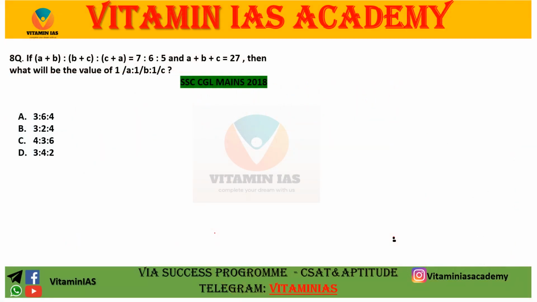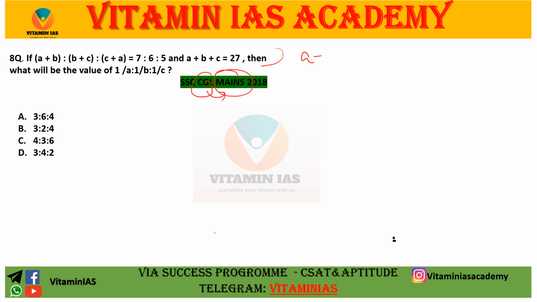Here our next question. If A plus B, B plus C, C plus A is equal to 7:6:5 and A plus B plus C is equal to 27, then what will be the value of 1 by A plus 1 by B plus 1 by C? This question came in SSC CGL mains. So let us solve this question.